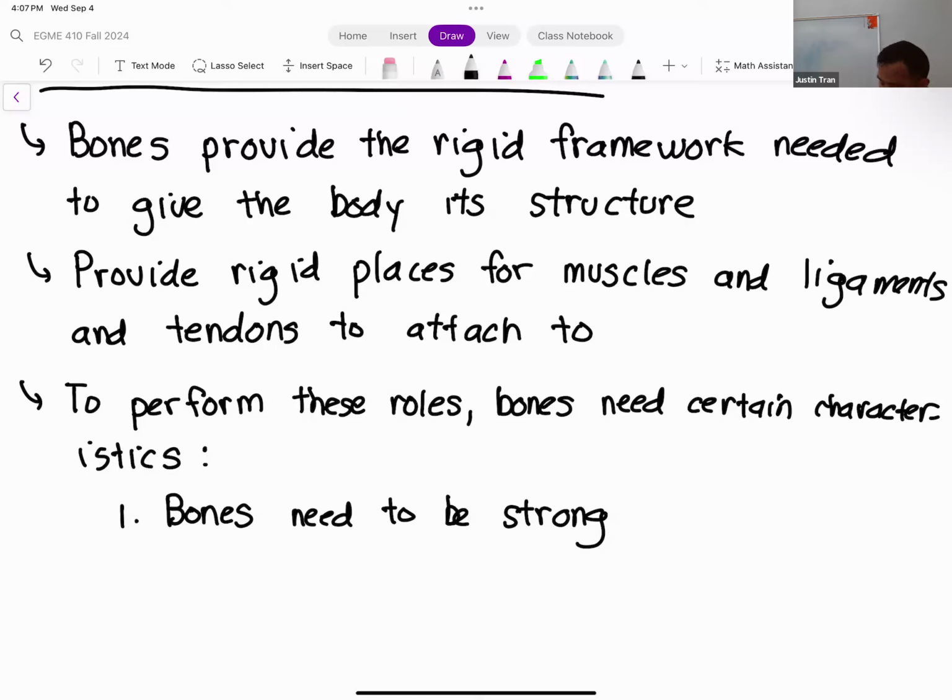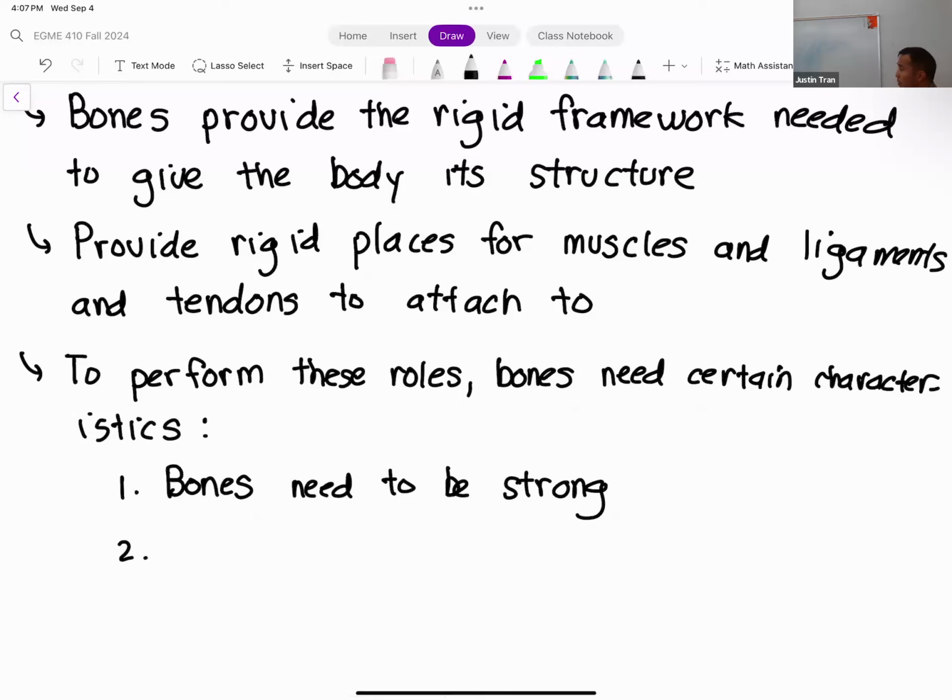Two, as a person grows, their bones also grow as well. So bones really need the ability to, first of all, grow and become bigger and become stronger. But in many situations, our bones also need to be able to regenerate themselves as well.